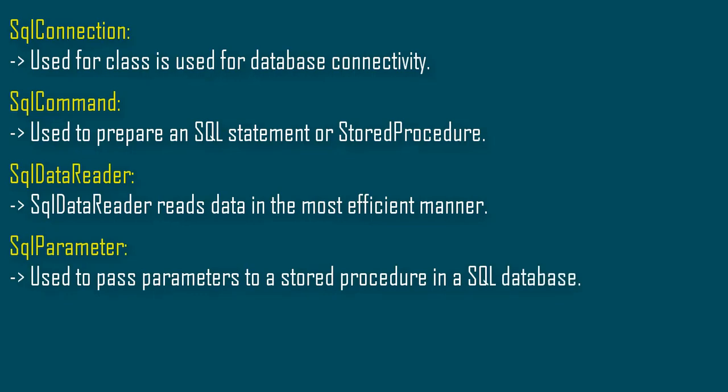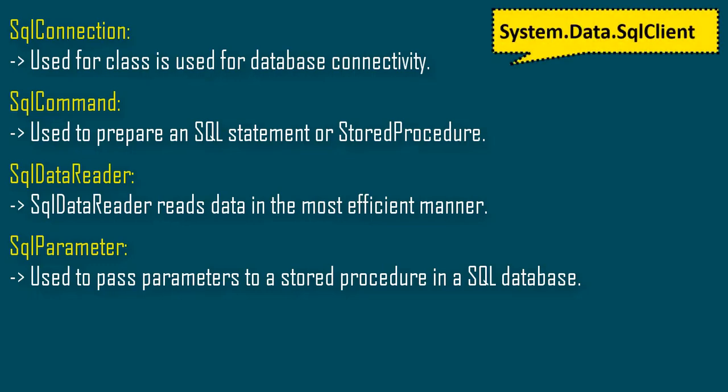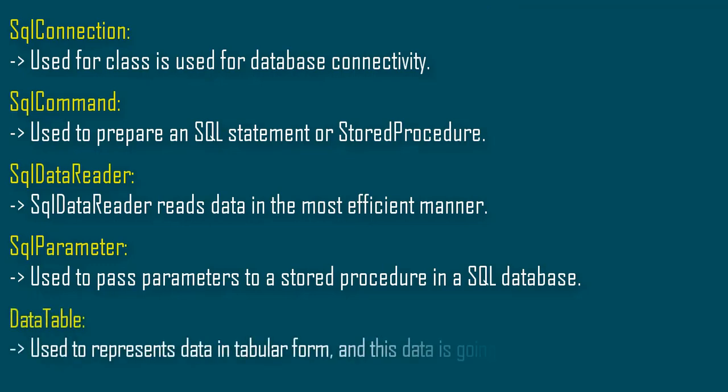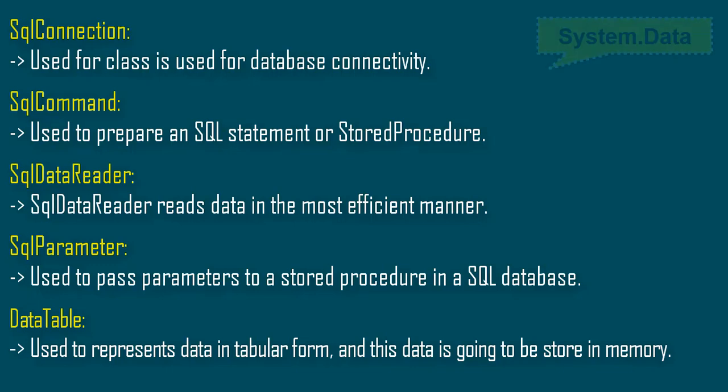Well, thereafter we have the SqlParameter class. This class is used to pass parameters to a stored procedure in a SQL Server database. Okay, why do we use this class in our project? That is because in this project we want to use stored procedures instead of normal queries. And whenever we want to send parameters from a C# application to a SQL Server database, then we should go for the SqlParameter class. This class is also present in the system.data.SqlClient namespace. After that we have the Data Table class. The Data Table class is used to represent data in a tabular form. And this data is going to be stored in memory. The Data Table class is present in the system.data namespace.